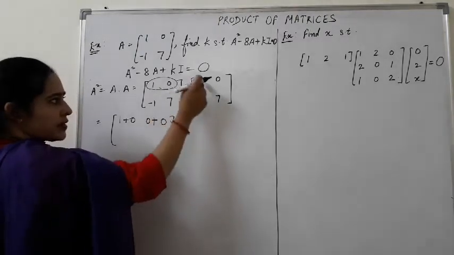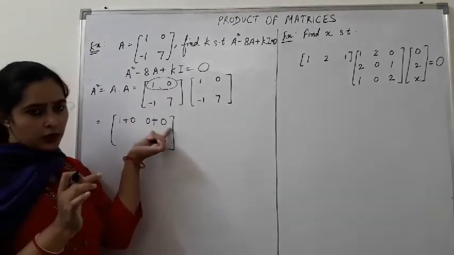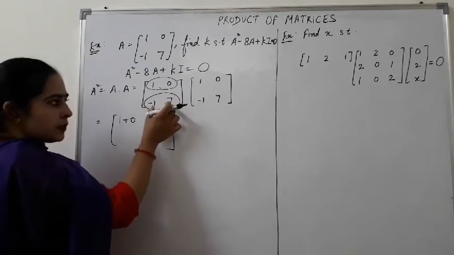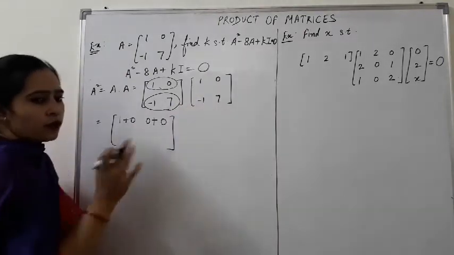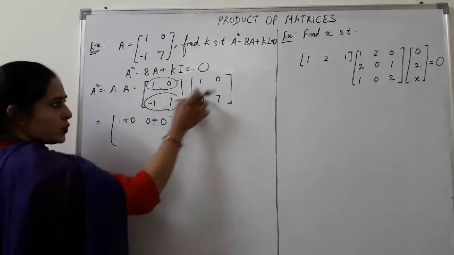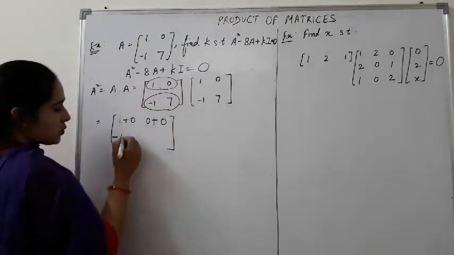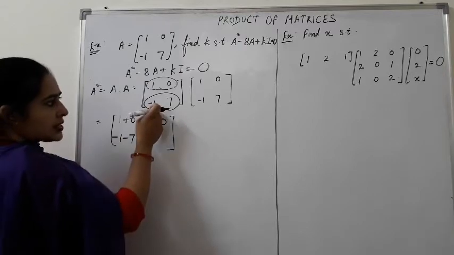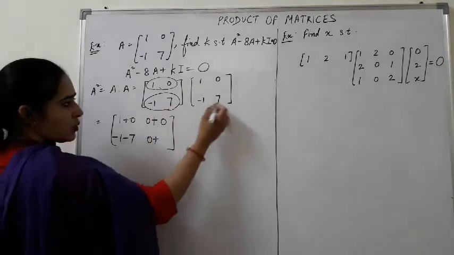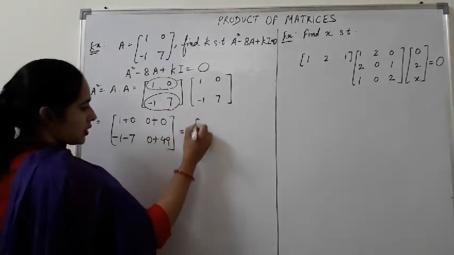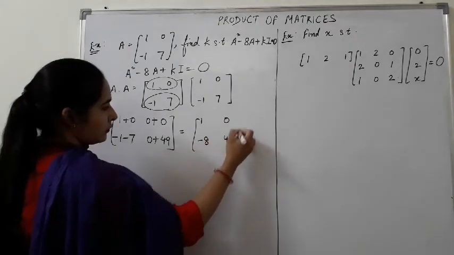That's it, R1 C1, R1 C2. Number of columns is 2 here, so we stop this procedure here. Now let us take the next row. Multiply this row with the first column, then with the second column, and so on according to the number of columns. Now R2 C1: minus 1 into 1, minus 1; 7 into minus 1 is minus 7. Then R2 C2: minus 1 into 0, 0; 7 into 7, 49. That is equal to 1, 0, minus 8, 49.